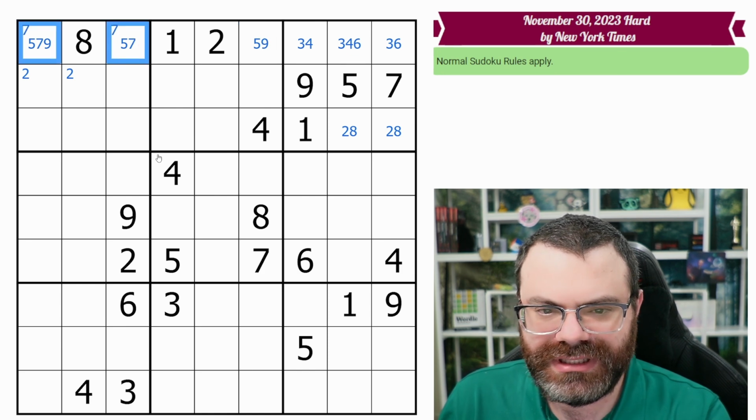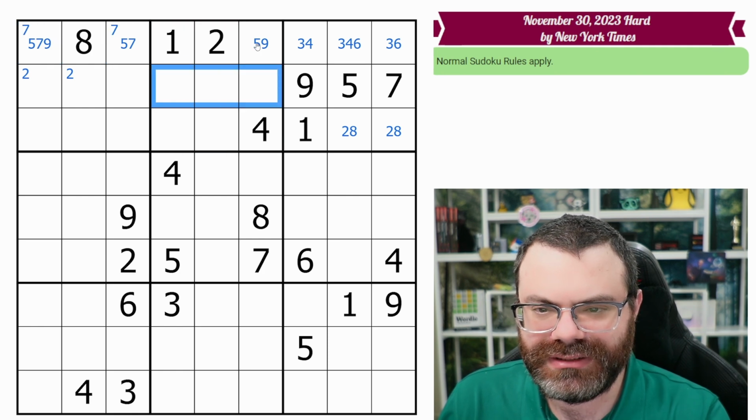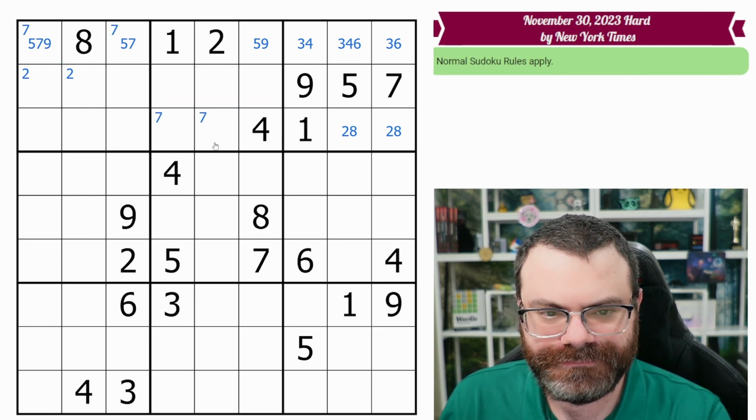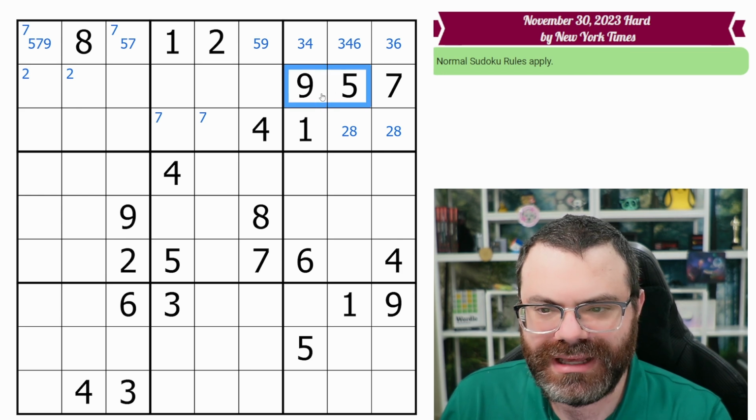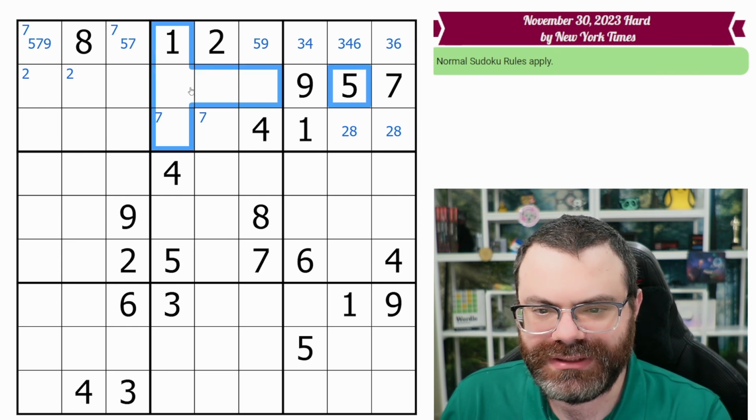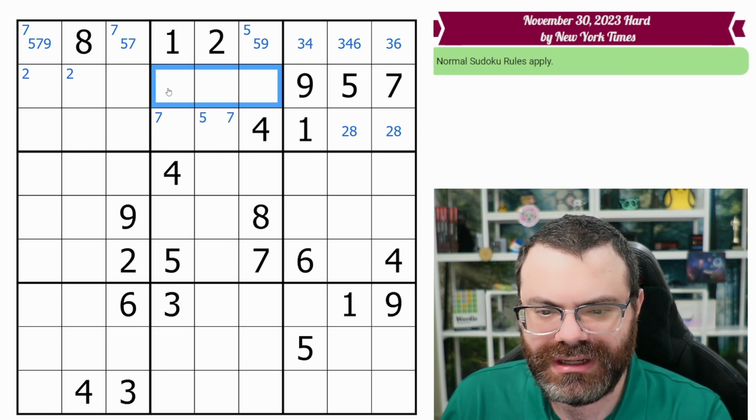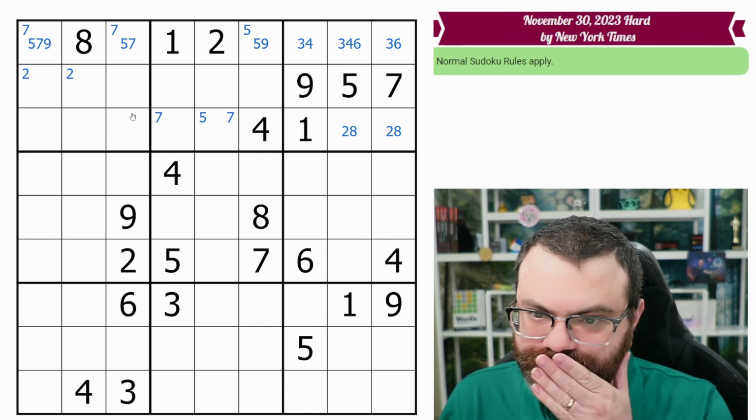Okay, 7's in one of these 2 cells. So where does 7 go in this box? It only goes in one of these 2. Right, I've also got 9. Oh, yeah, I've got 9 and 5. Okay, well, 5 looks in, putting 5 in one of these 2. 9 isn't as lucky.